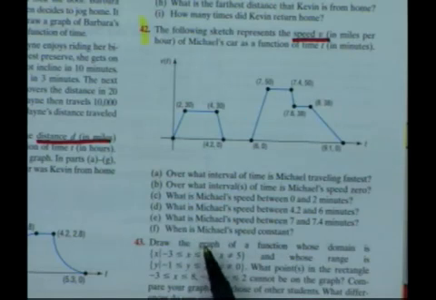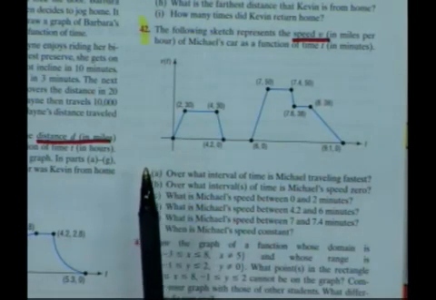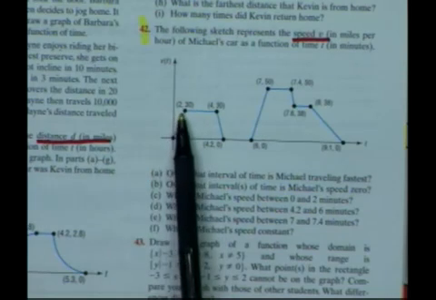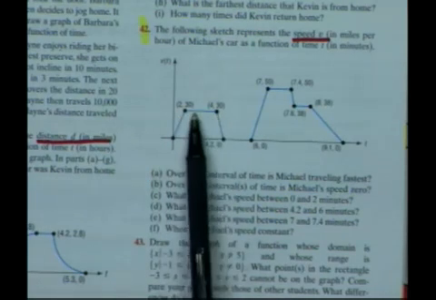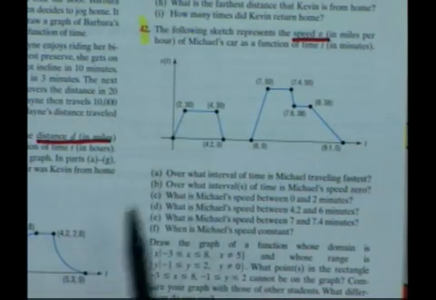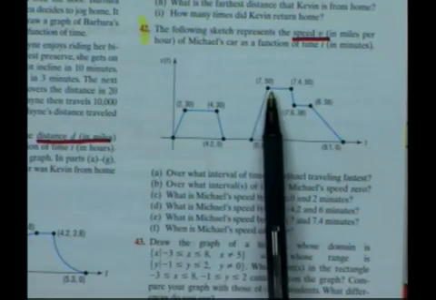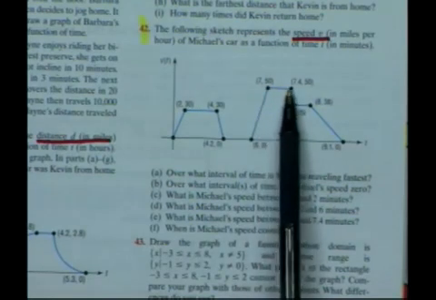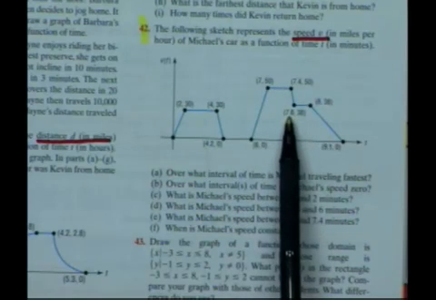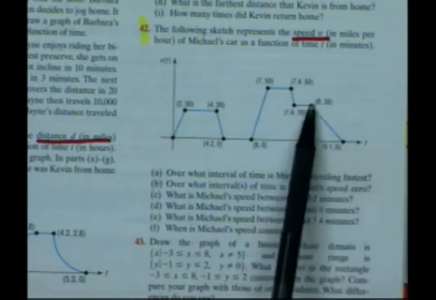Okay. Oops, I already answered my next question almost. When is his speed constant? Where's his speed constant? From 2 minutes to 4 minutes, he's at a constant 30 miles per hour. What else? From 4.2 to 6, he's at a constant 0 miles per hour. 7 to 7.4, he's at 50 miles per hour. And 7.6 to 8, he's at 38 miles per hour. So we got constant speeds here.